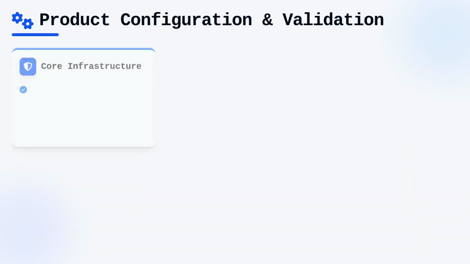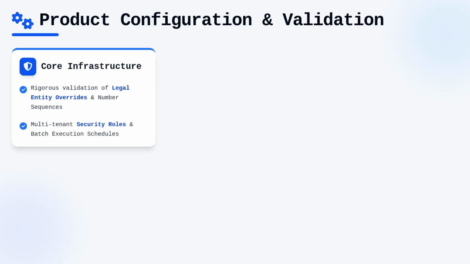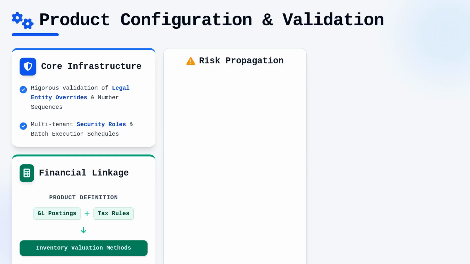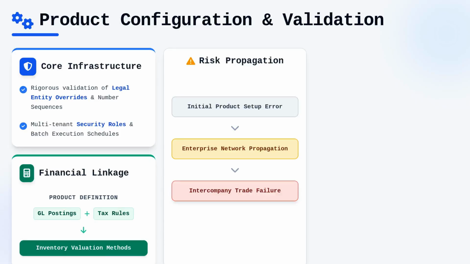Configuration of these products requires a rigorous validation of all underlying parameters, including the orchestration of legal entity overrides and number sequence frameworks. Because Dynamics 365 is a multi-tenant and multi-legal entity platform, you need to ensure that security roles and batch execution schedules are appropriately assigned to prevent unauthorized modifications. The configuration layer also extends to general ledger postings, where inventory valuation methods and tax rule calculations are ultimately linked to the product. Your product definitions are intimately tied to intercompany trade configurations, meaning that a mistake in your initial product setup propagates throughout the entire enterprise network.